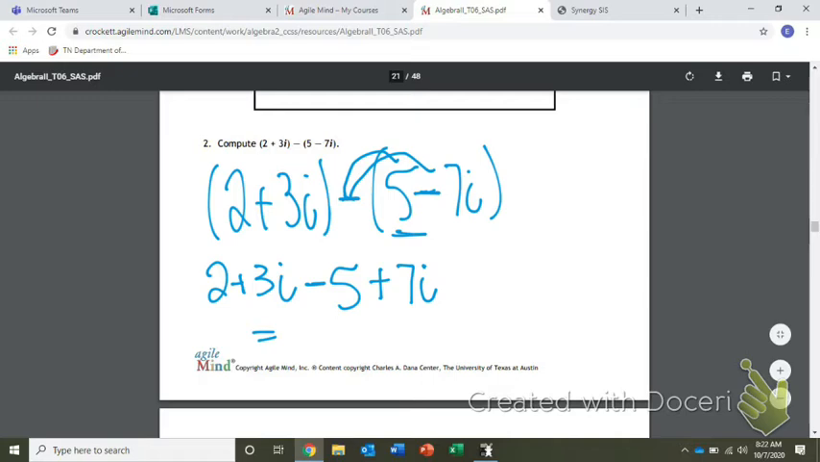Now we just combine our terms. So 2 minus 5 is negative 3. And then we have a 3i and a 7i to get a 10i. Okay? Questions so far? We're just combining like terms right now. Nothing fancy. All right, go to number 3.